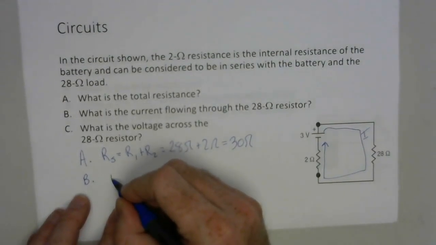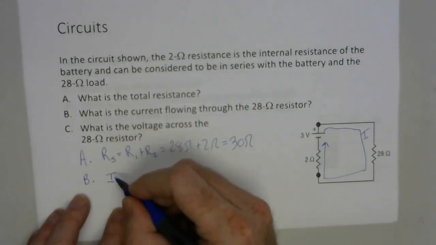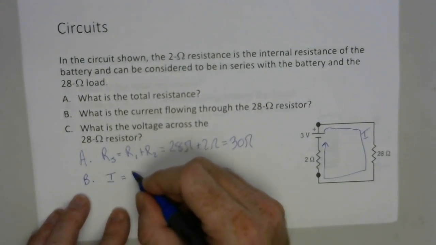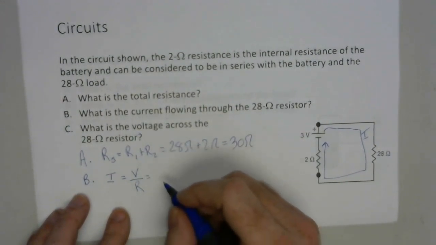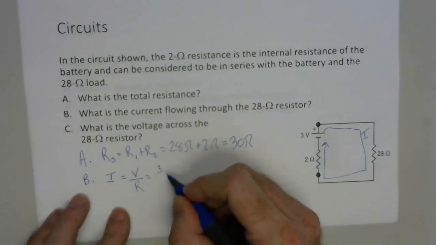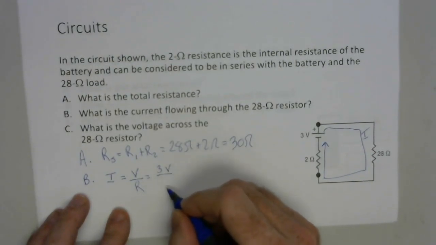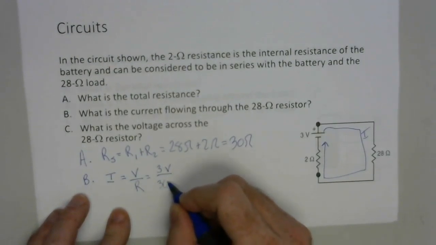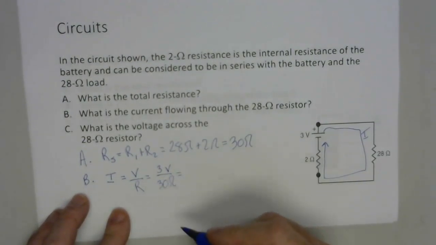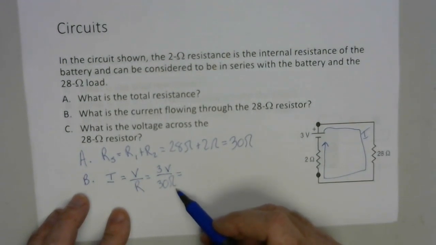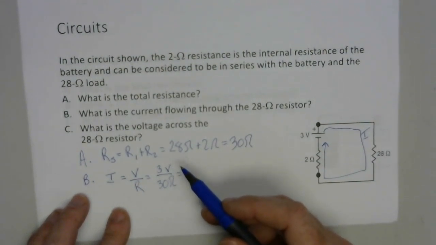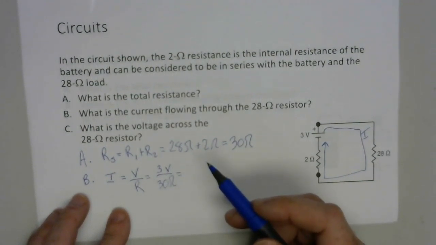So in this case, the current flowing through the entire circuit is equal to the voltage divided by the total resistance. And so it'll be 3 volts divided by 30 ohms. And the units do work out to amps, which is the unit of current. Remember, ohms are units of resistance, volts are units of voltage, and amps are units of current.